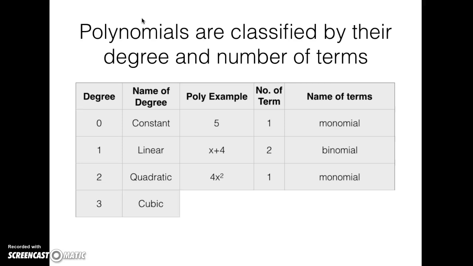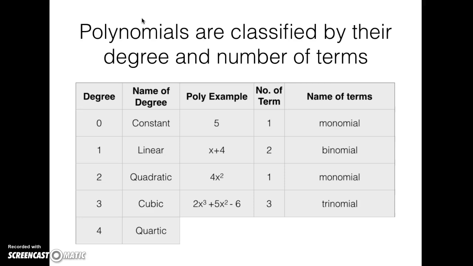Third-degree polynomials are called cubic polynomials. 2x to the third plus 5x squared minus 6. Again, they are classified by their highest degree, so even though this one has a squared in it, we go by the highest degree, which is the third. So it's a cubic function. There's 3 terms in this one, so it is a cubic trinomial.